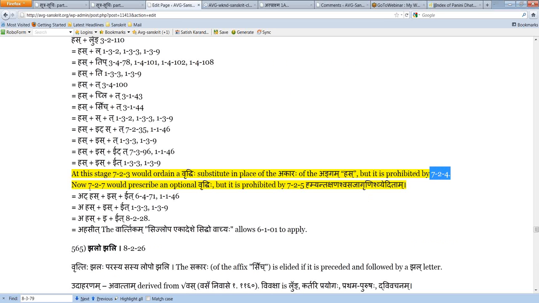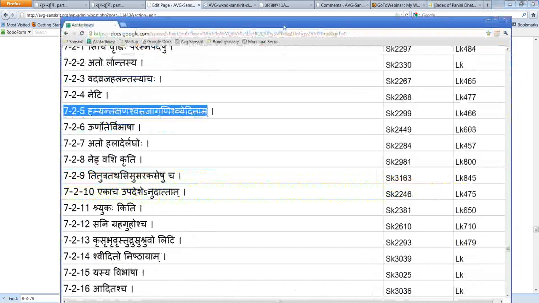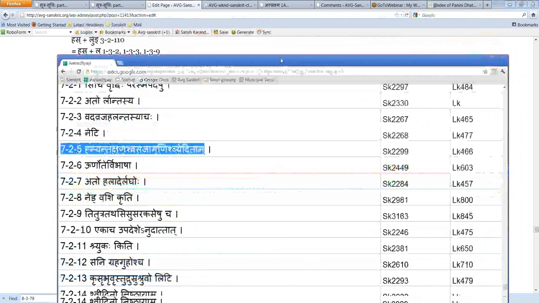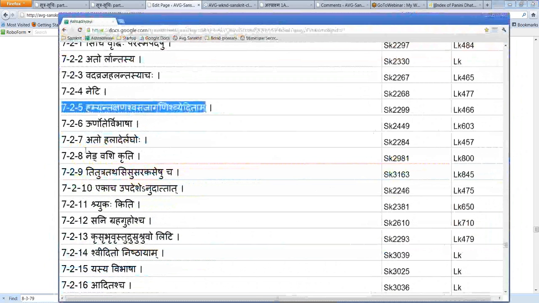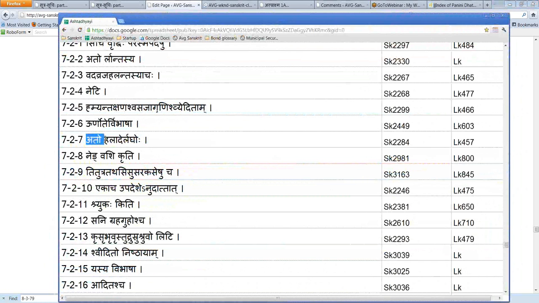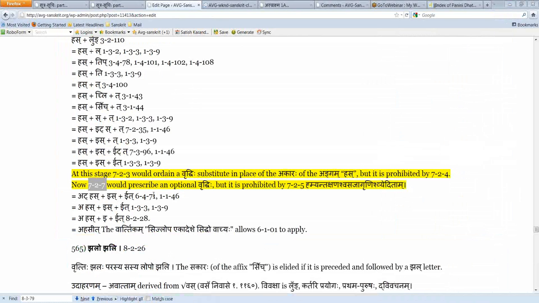Then comes 7 to 7. Ato halade lagoho. Ato halade lagoho. Because the dhatu has, we have an angam beginning with a hal, Haladi angam, and it also has a lagu akara in there. So that will take vikalpena vriddhi by 7 to 7. Vikalpena vriddhi prapta. Tadapi sapi nishidyate. Even that vikalpena vriddhi is totally prohibited now by 7 to 5. Myantakshana shvasajjagru nishvyejitam. Shvyejitam. Because edit dhatu ho.